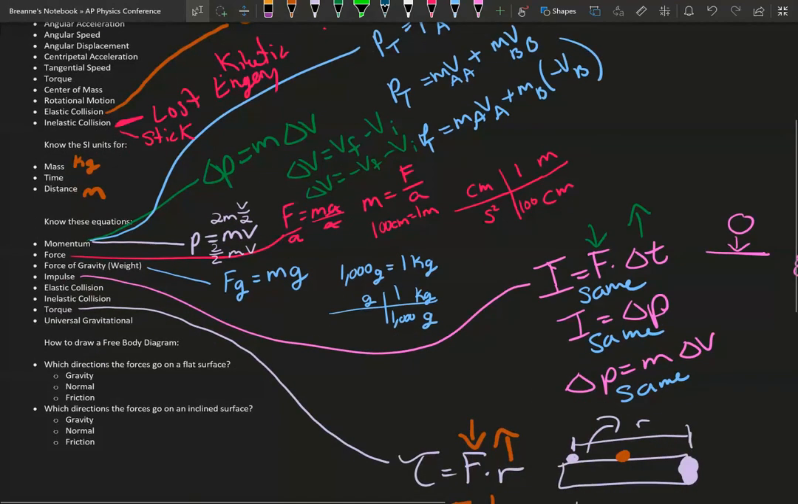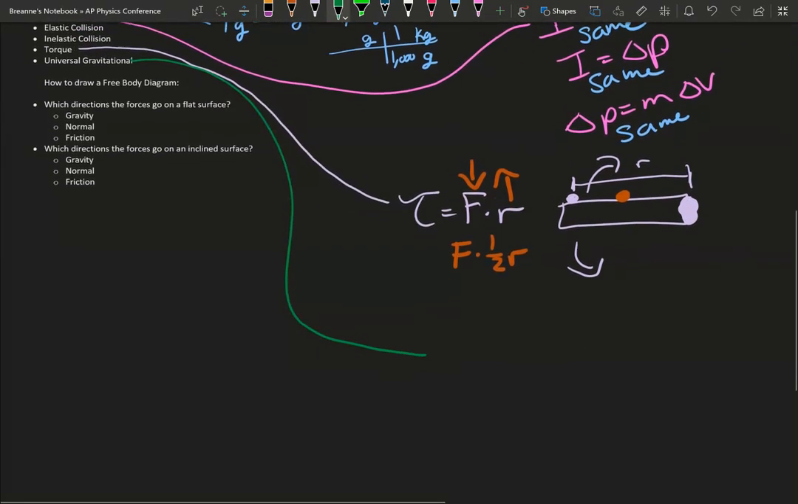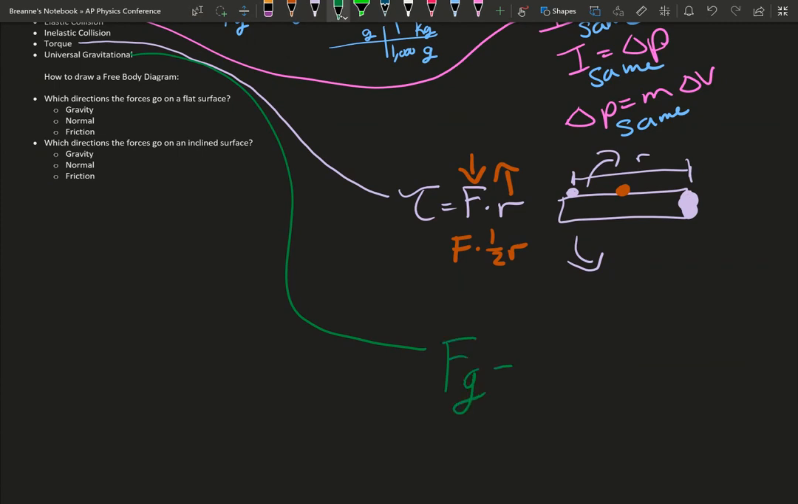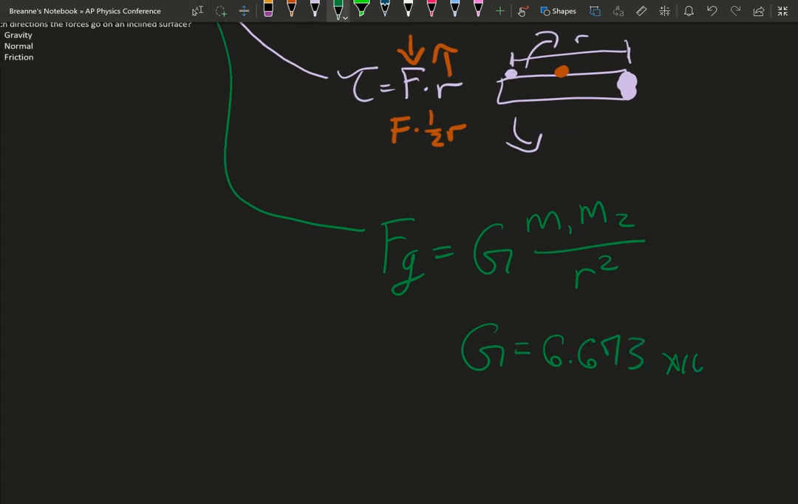Your universal gravitational law, I would know that too. So we're going to go down here. Our universal gravitational law is our universal gravitational constant times mass 1 times mass 2 over r squared. Please don't forget about the squared. Remember, your constant is 6.673 times 10 to the negative 11. So that is your constant. You would plug that in there.